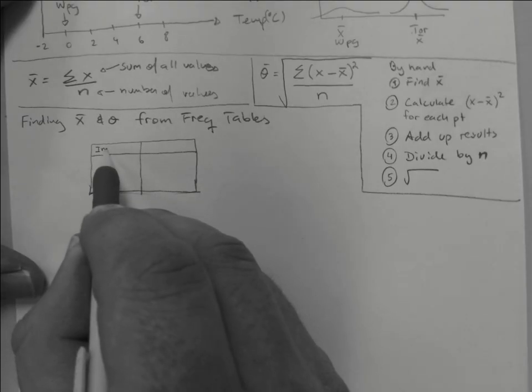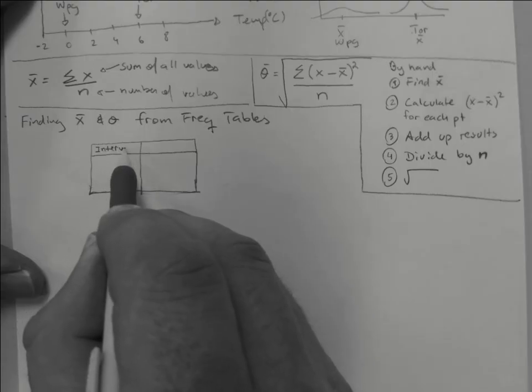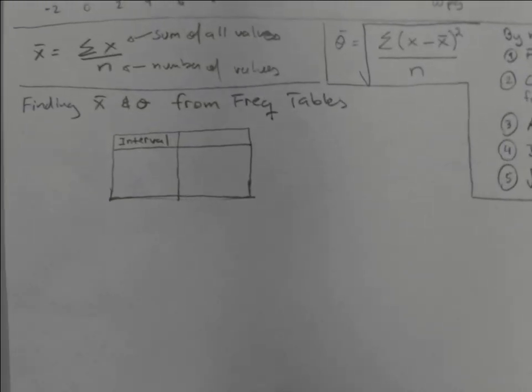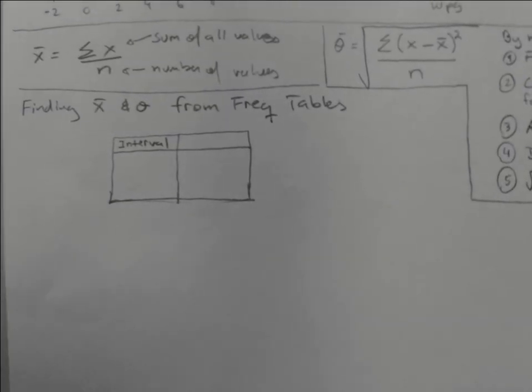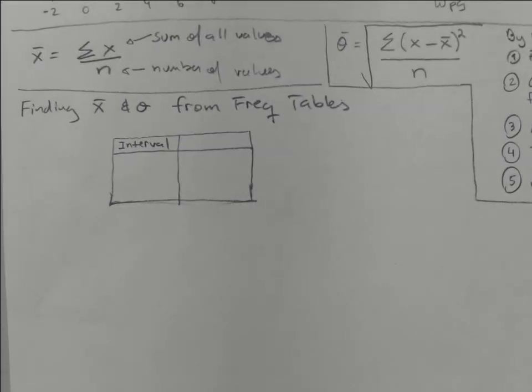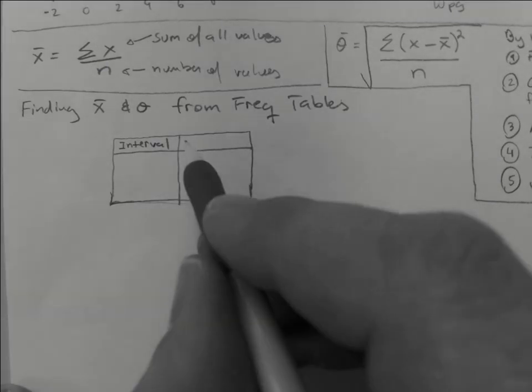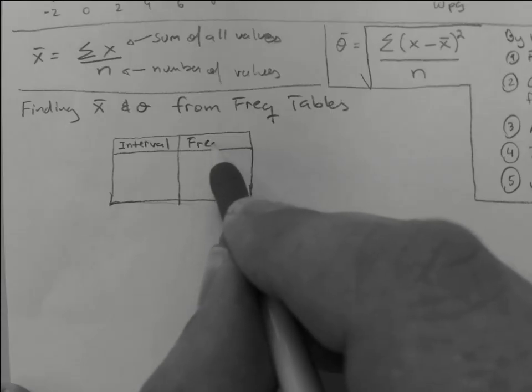Sorry, I know it's small. I'm going to zoom into that area there. And you can always come and scan it after or take a picture. So you will have a column with an interval, from here to here. And this will be your frequency.